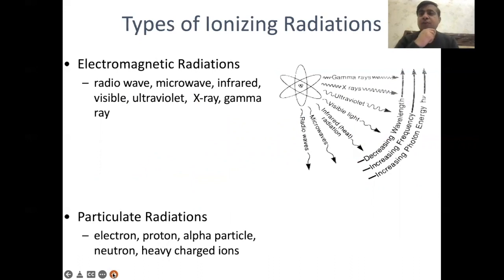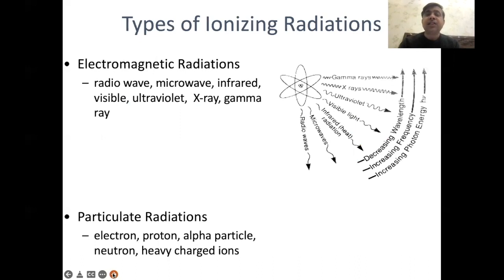From a wonderful book by Eric J. Hall, Radiation Biology, if you have time, you must go and read it in the library. This book says that ionizing radiation is basically of two types. One is electromagnetic radiation. We know what electromagnetic radiation is because it has been taught to us since class 11. It is basically the wave part of the radiation: radio wave, microwave, infrared, ultraviolet, X-ray, gamma ray. They represent the electromagnetic spectrum.